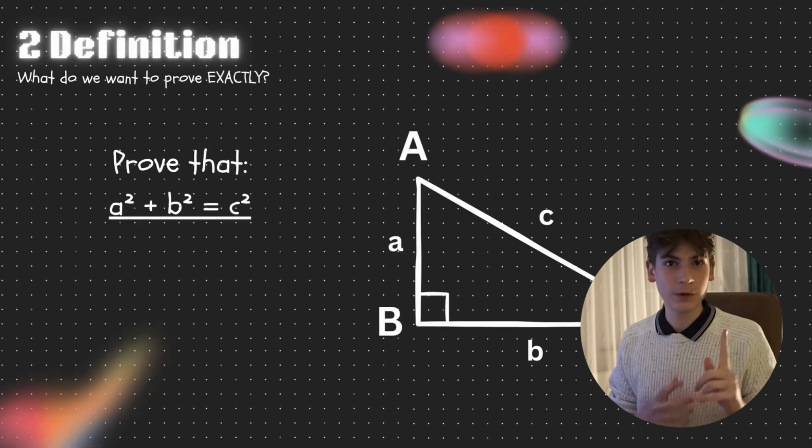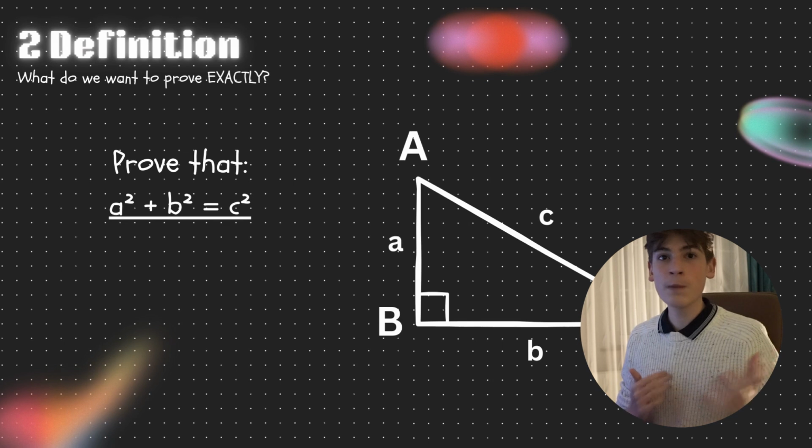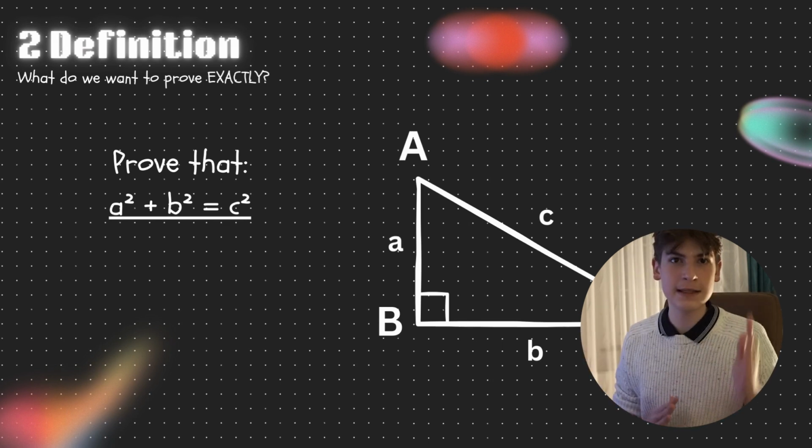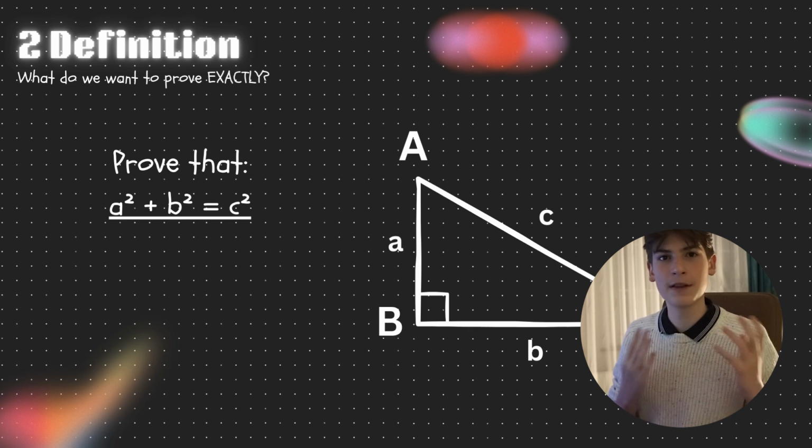Let's move on. 2. Definition. What do we want to prove exactly? Well, we want to prove that side A squared plus side B squared is equal to side C squared. In essence, that's all the Pythagorean theorem is about. Let's set up our proof and get into it.